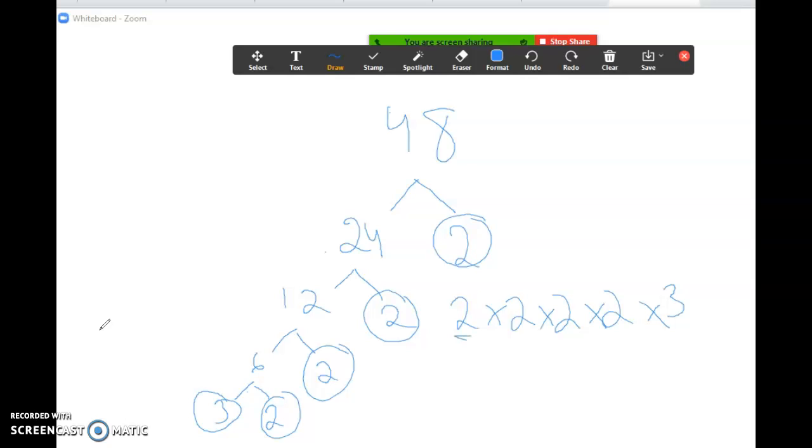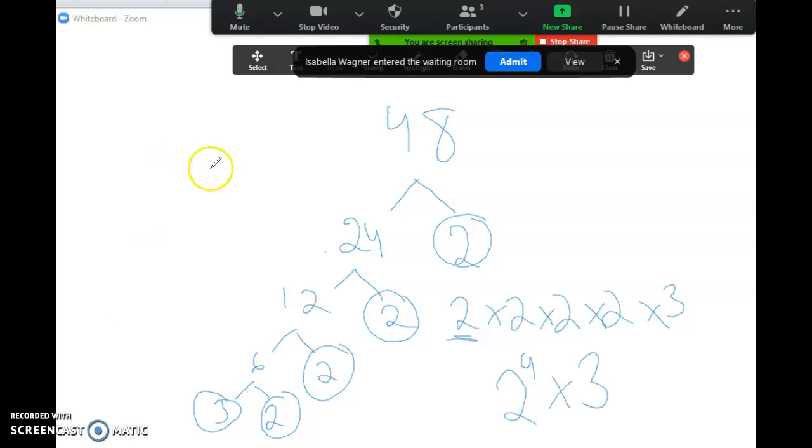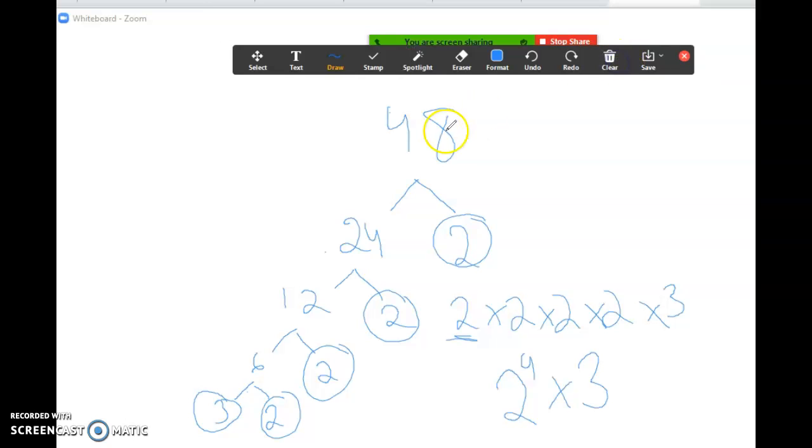So our base would be 2, the number that's being multiplied. How many times is it being multiplied? It's being multiplied 4 times. Okay, so we would say 2, and then how would we say that? 2 to the power of 4. Good. Okay. So we would have this: 2 to the power of 4 times 3. Good.